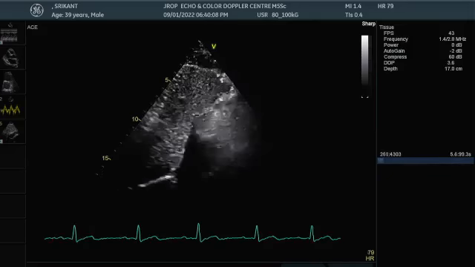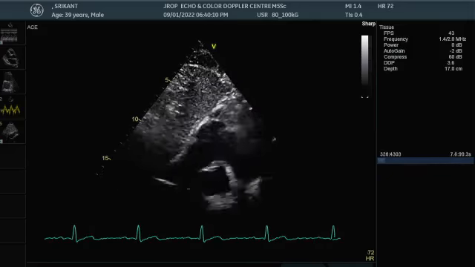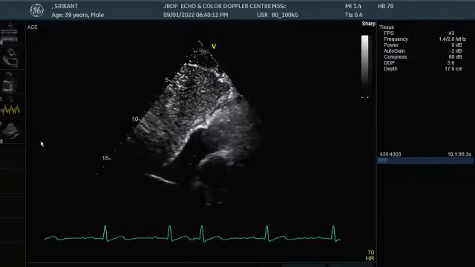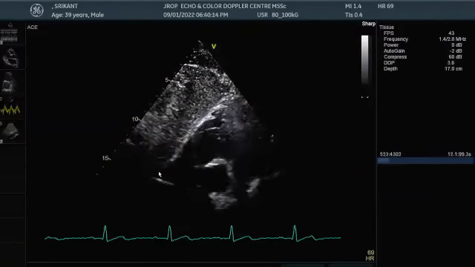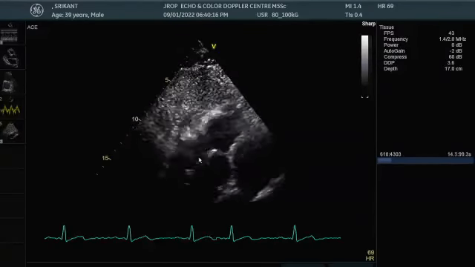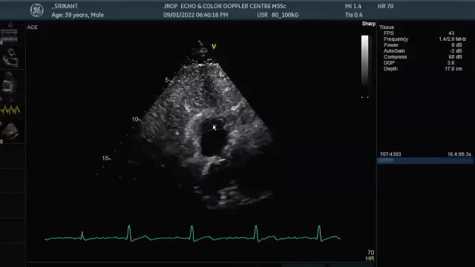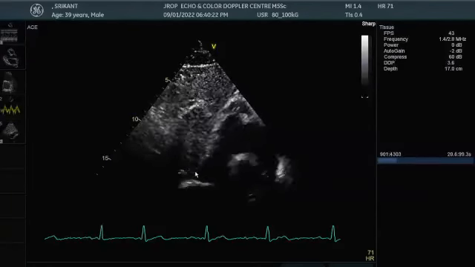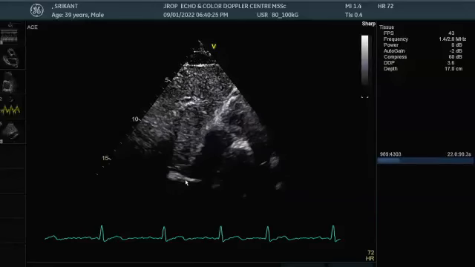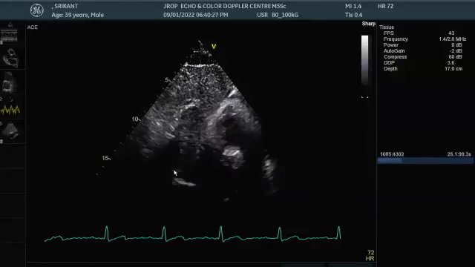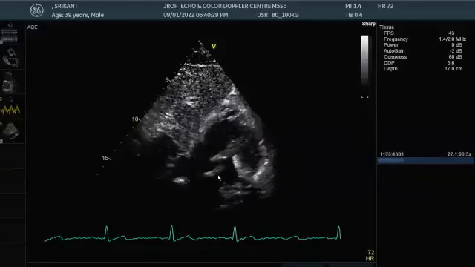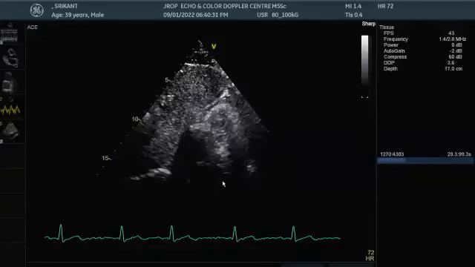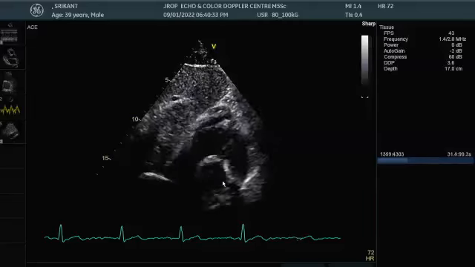Now I can see my opening of IVC a little bit. I can't show you very well. Now I could see IVC over here. So this is IVC. This is RV free wall, where we look at the RV contractions. So we look for RV free wall. And here is an IVC which opens up. Sometimes you can see a short axis view at subcostal window.